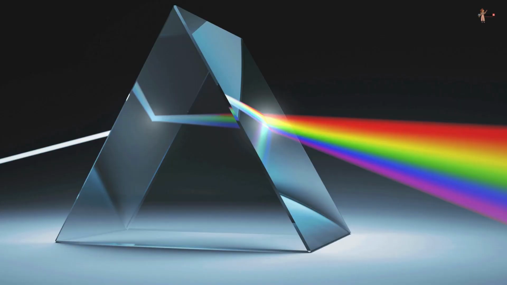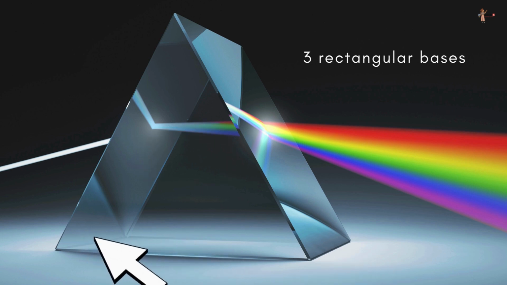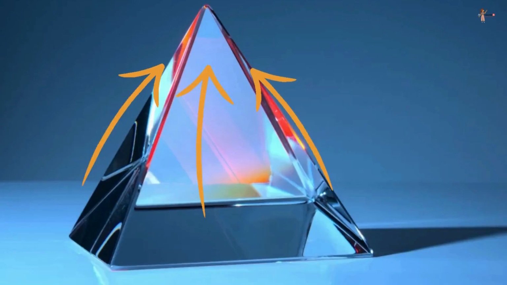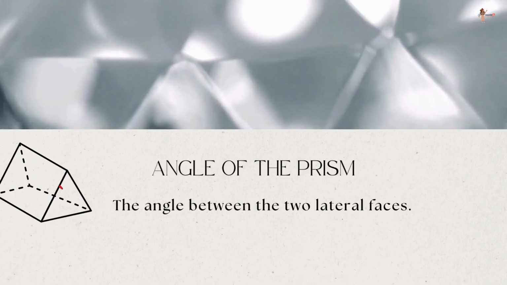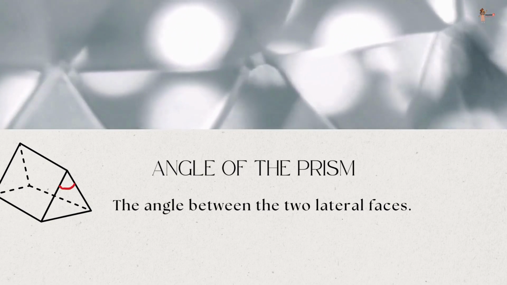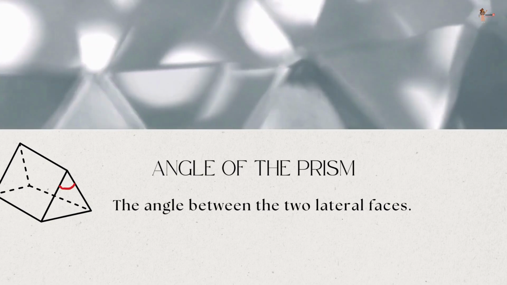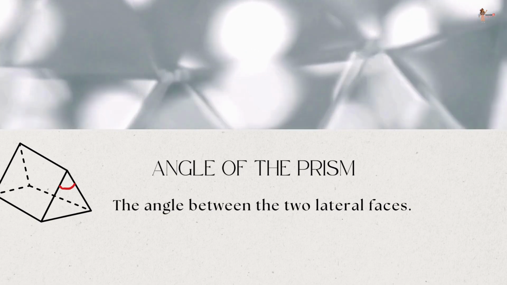How would light get refracted through a transparent prism? Consider a triangular glass prism. It has two triangular bases and three rectangular lateral surfaces. These surfaces are inclined to each other. The angle between the two lateral faces is called the angle of the prism. Let us now do an activity to study the refraction of light through a triangular glass prism.